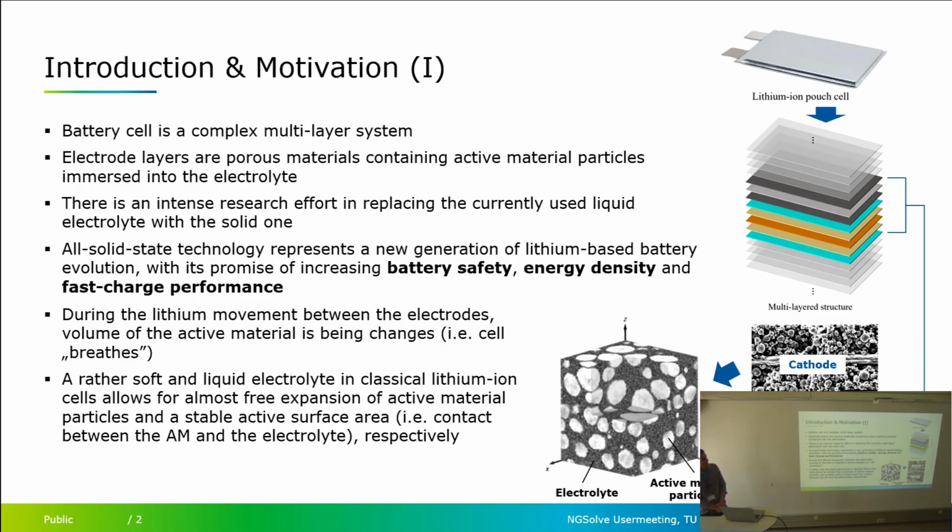The most important ones are cathode and anode, which contain active materials which hold charge, and those are separated by a separator. Here is a zoom in of actual cathode material, so it contains two domains. One domain is active material itself, which holds lithium ions, and it comes in form of a powder. This powder is immersed into an electrolyte, which is in almost all current applications a liquid electrolyte, and this electrolyte allows lithium ions to move across both electrodes and through the separator, and it allows lithium ions to insert into the active material.